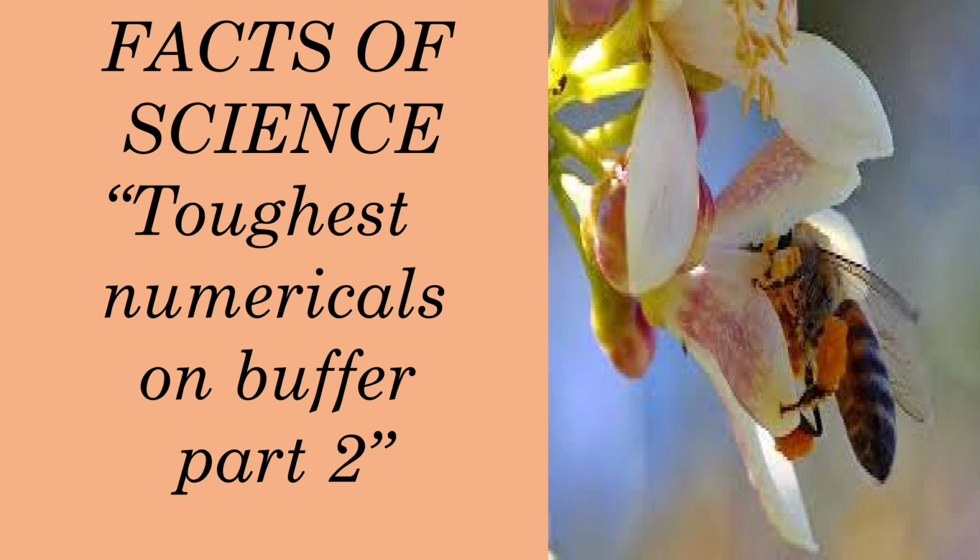Now, what is buffer? Buffer is actually the mixture of weak acid and its conjugate base, or weak base and its conjugate acid. Two types of buffer are there. Now, if there is a buffer system of acetic acid and sodium acetate, what does buffer do? It resists large changes in pH.